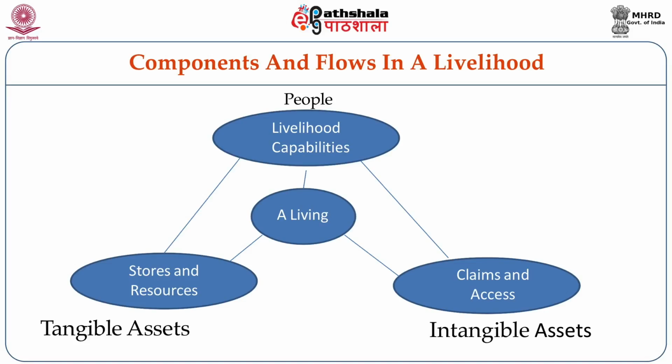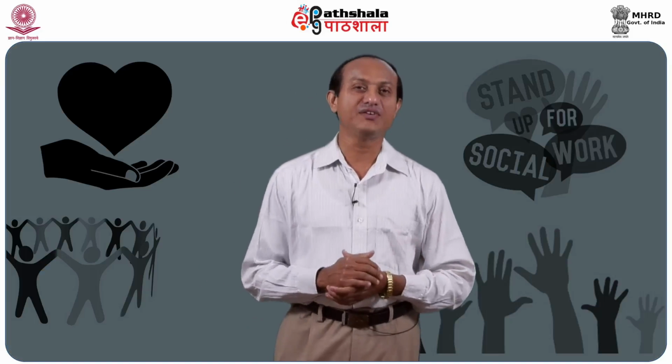In the apex, we consider the people, their livelihood capabilities, and they engage in a livelihood for a living where they have the tangible assets, the stores and resources which we discussed already, and also intangible assets. They are the claims and access, like the availability of finance and the person's desire to seek some financial help, or his or her attitude towards particular livelihood measures. So these are the claims and access. Both the tangible and intangible assets are pulled together and made use of in the best way possible to formulate a livelihood. Now we enter into the different activities of livelihood.